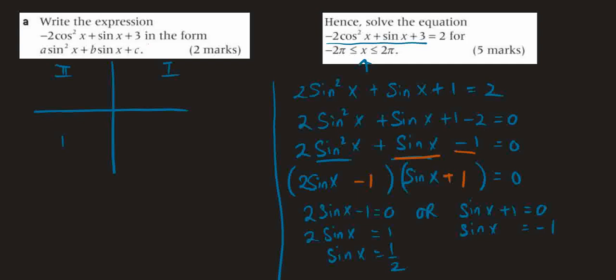So if we have the quadrants here, quadrant 1, 2, 3, and 4, the values of all the functions sine, cosine, and tan are positive in quadrant 1. In quadrant 2, only sine is positive. In quadrant 3, only tan is positive, and in quadrant 4, only cosine is positive.